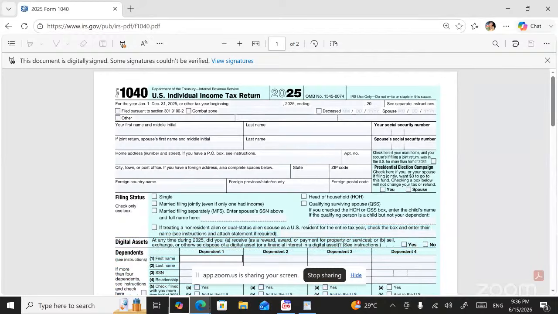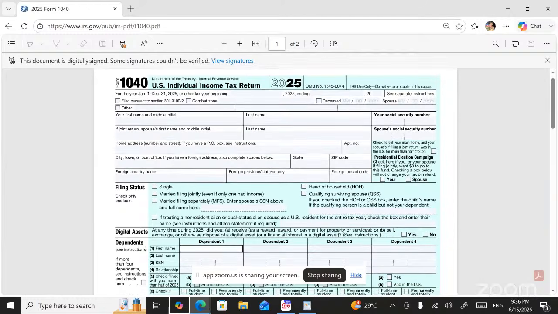Good morning, everyone. Good morning, sir. Good morning. Yesterday we already shared this form 1040. Have you received? Yes, sir. Okay.